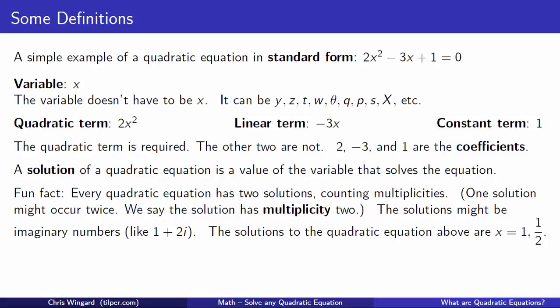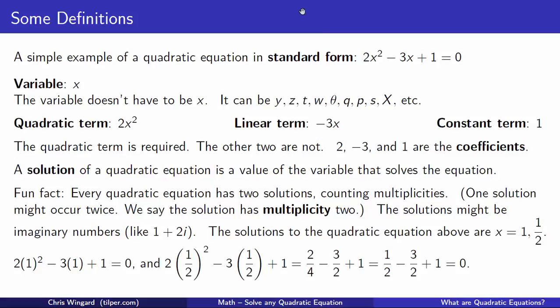All right, so the solutions to the quadratic equation above are x equals 1 and 1/2. Because if we plug in x equals 1, or if we plug in x equals 1/2, this equation is going to be satisfied. So let's check that out. If we plug in x equals 1, we get 2 times 1 squared minus 3 times 1 plus 1, which is just 2 minus 3, which is negative 1. Then negative 1 plus 1 gives us the 0 here. So that satisfies the equation.